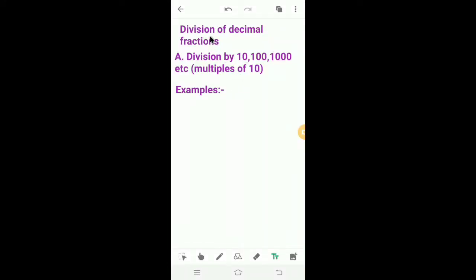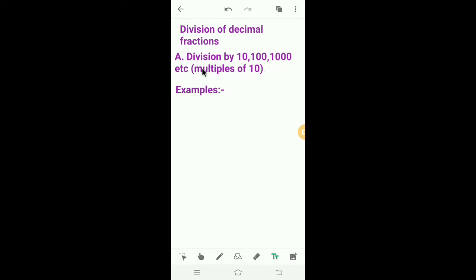Dear students, today we will learn division of decimal fractions. Division by 10, 100, 1000, etc. How we can divide decimal fractions by 10, 100, 1000, etc.